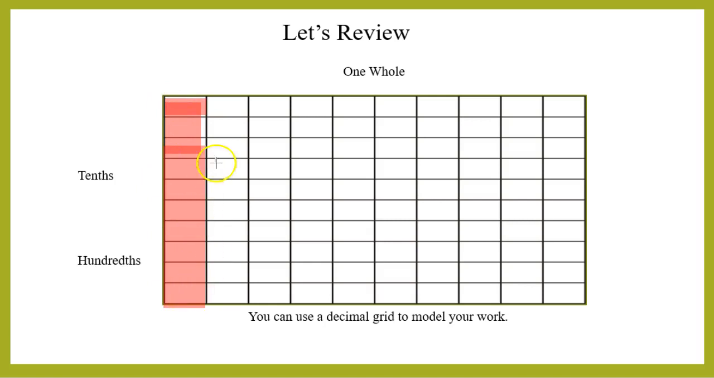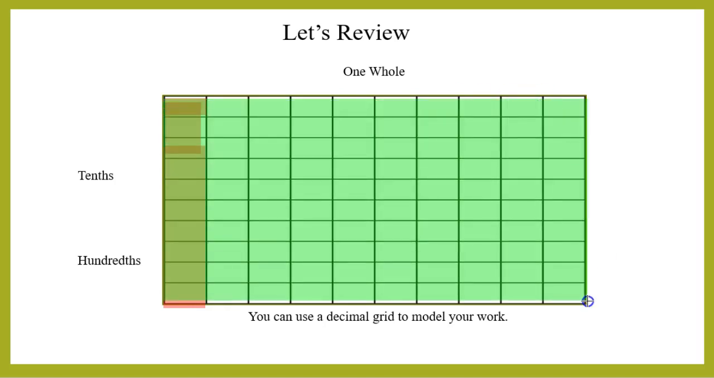There are 10 columns, or 10 tenths, and one whole. We have 1, 2, 3, 4, 5, 6, 7, 8, 9, 10. So 10 times 10 equals 100 parts within the whole. You can use a decimal grid to model your work.